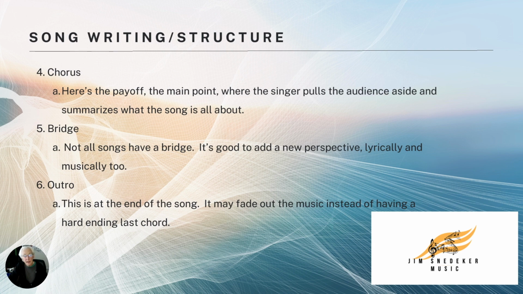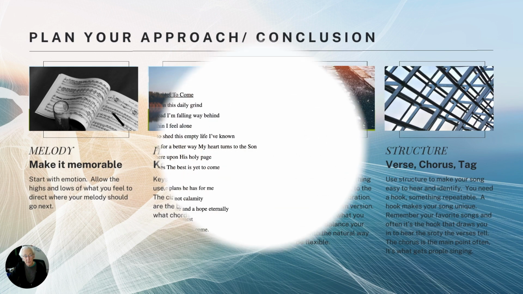And then lastly, we'll look at what an outro is. It's the end of the song. Outros you might be familiar with often offer a fade out characteristic as the song fades away. That's a little different than just having a hard ending last chord. So that's really what an outro is all about. So that's songwriting structure, those six things.